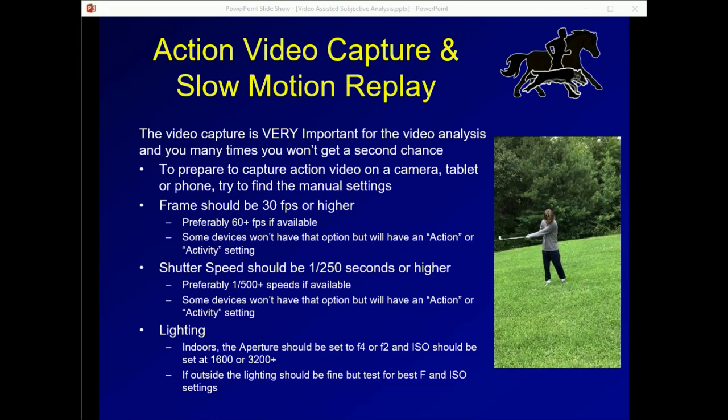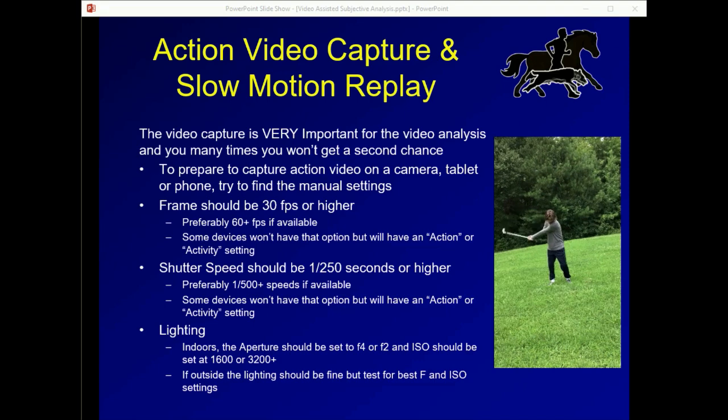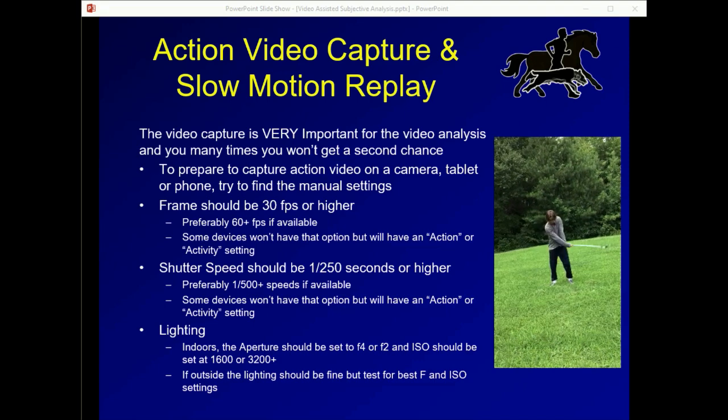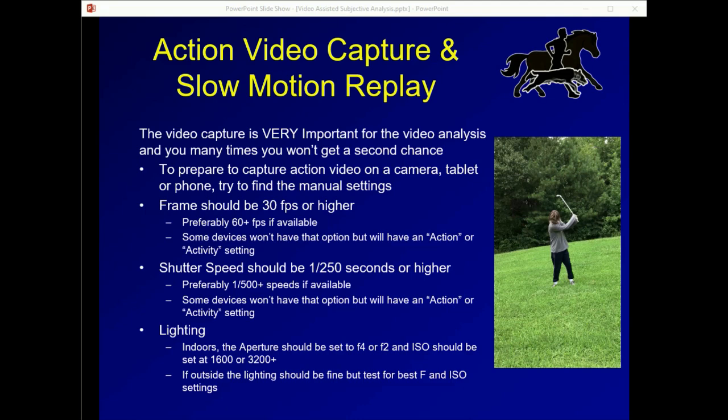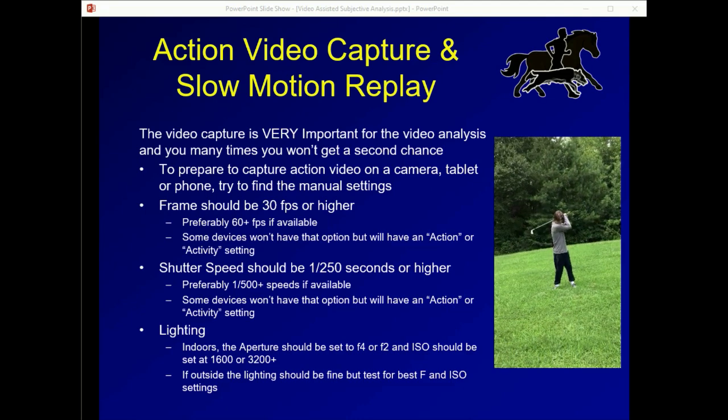Lighting is important. Indoors, the aperture should be set at f4 or f2, and the ISO should be set at 1600 or 3200 plus. If outside, the lighting should be fine, but test for the best f-stop and ISO settings.